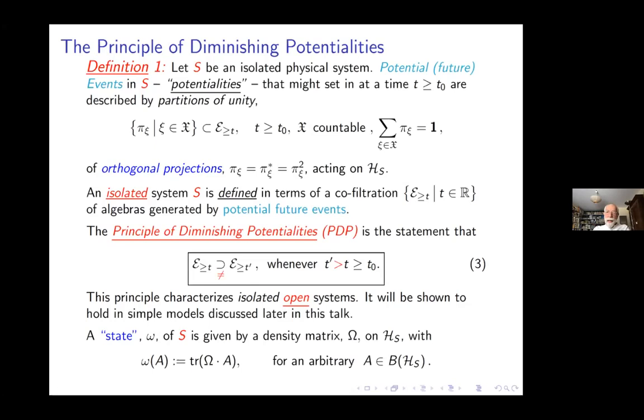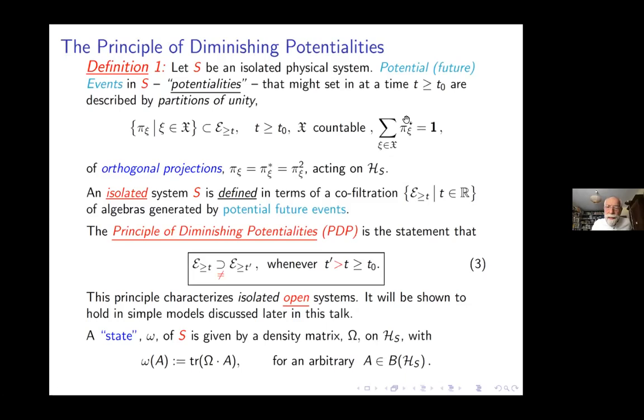Now, why do I look at isolated physical systems? That is because the evolution of operators representing physical quantities is given by the Heisenberg equations only if the system is isolated. If the system interacts with its environment, time evolution becomes a mess in quantum physics. In this respect, classical physics is much simpler.